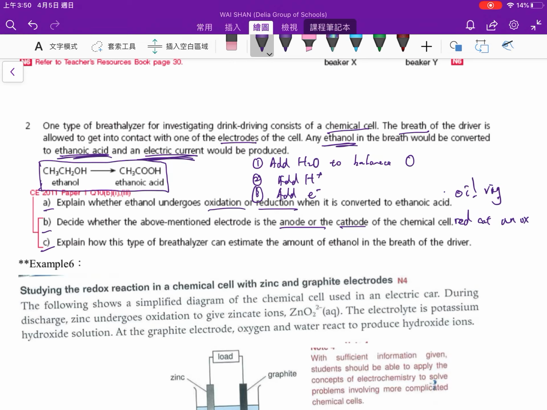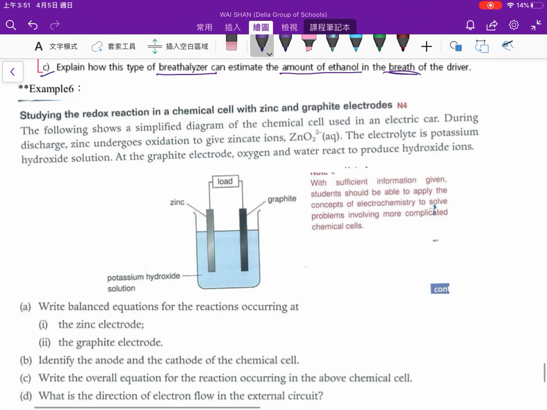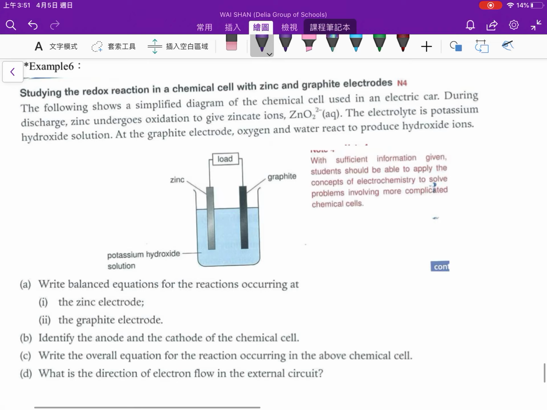Okay, and the last one, why can this type of breathalyzer estimate the amount of ethanol in the breath of the driver? As I said, if the driver drinks a lot, then you will find a lot of ethanol in his breath. Then a lot of ethanol will turn to ethanoic acid, pushing a lot of electrons to flow and generate high electric current. That's why it can be used to estimate the amount of ethanol. Okay, and example 6.